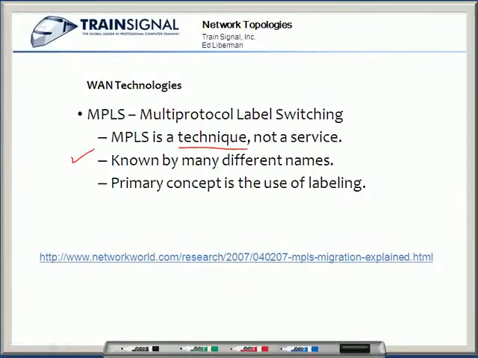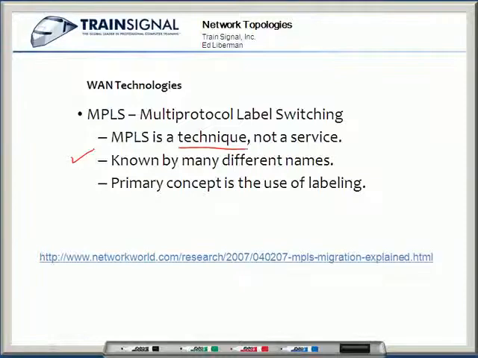Now, the primary concept that I want you to keep in mind about what this is, first of all, look at the name, multi-protocol label switching. Well, multi-protocol, again, is because it's not one specific protocol, it's not one specific service, it's not one specific technology. It works over many different protocols, services, technologies. And then we have label. Well, that's the primary concept. It uses what's called labeling.